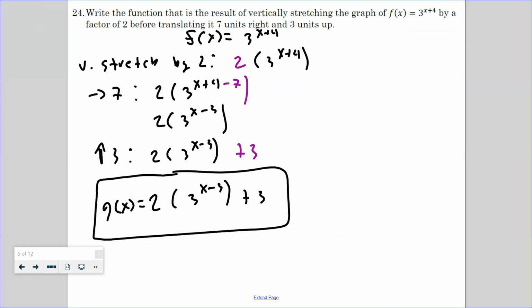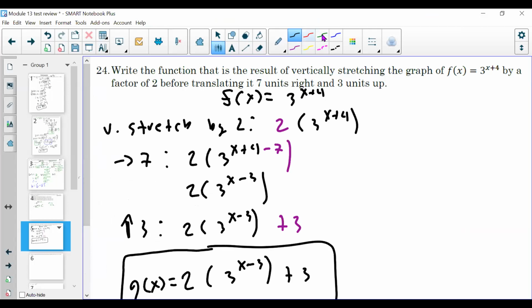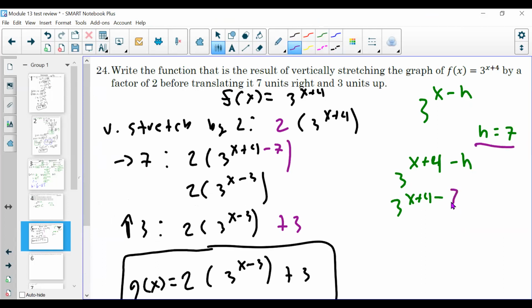So why, for this problem, did you subtract 4 minus 7 for moving right 7 units? That's because x's always work a little weird. Remember, it's like 3 to the x minus h, right? So if I'm going to the right 7, that tells me h is 7, right? So if I have 3 to the x plus 4, when I put an h value in, I'm always subtracting it. So when h is 7, I plug that in. I say, well, 3 to the x plus 4 minus this h value 7.